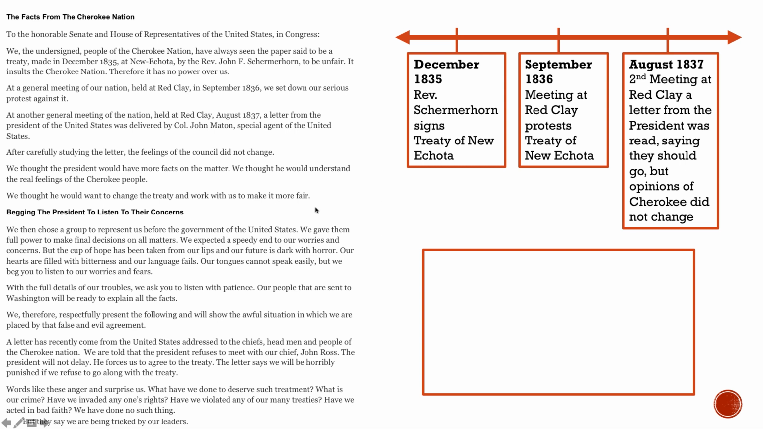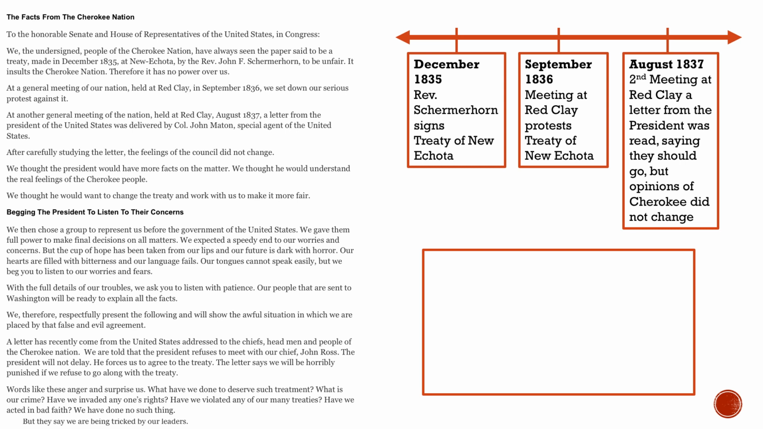Begging the president to listen to their concerns. We then chose a group to represent us before the government of the United States. We gave them full power to make final decisions on all matters. We expected a speedy end to our worries and concerns, but the cup of hope has been taken from our lips, and our future is dark with horror. Our hearts are filled with bitterness, and our language fails. Our tongues cannot speak easily, but we beg you to listen to our worries and fears. With the full details of our troubles, we ask you to listen with patience. Our people that are sent to Washington will be ready to explain all the facts.